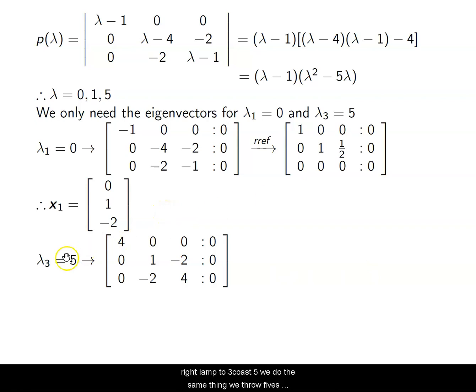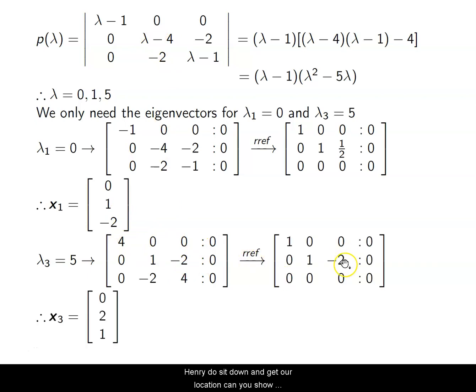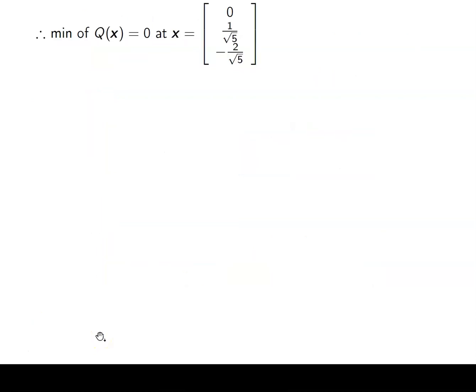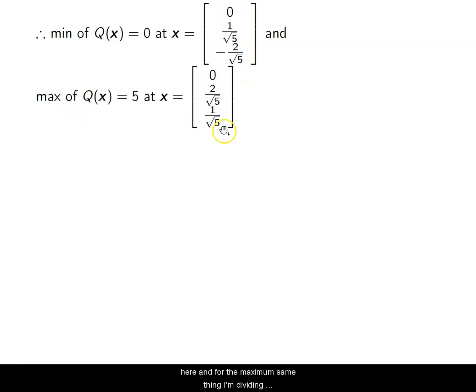And for lambda 3 equals 5, we do the same thing. We put 5s here, and we set it equal to 0. So 5 minus 1 is a 4, 5 minus 4 is 1, etc. Reduce it down and get our locations. Again, both of these have a length of square root 5. So we need to normalize this, so we'll divide each of these terms by root 5. For the minimum, I'm dividing everything by root 5, and for the maximum, same thing, I'm dividing everything by root 5.